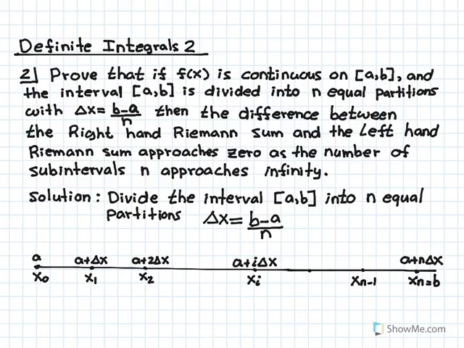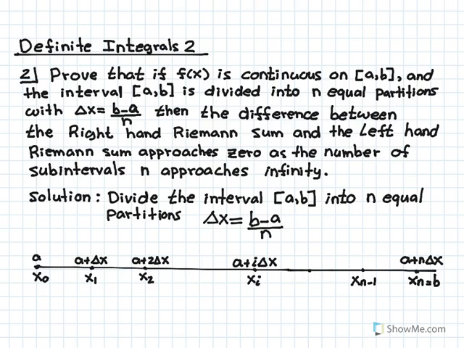In this video, we're going to prove that if f of x is a continuous function on a closed interval ab and the interval ab is divided into n equal partitions with delta x equal to b minus a over n, then the difference between a right-hand Riemann sum and a left-hand Riemann sum approaches 0 as the number of subintervals n approaches infinity.